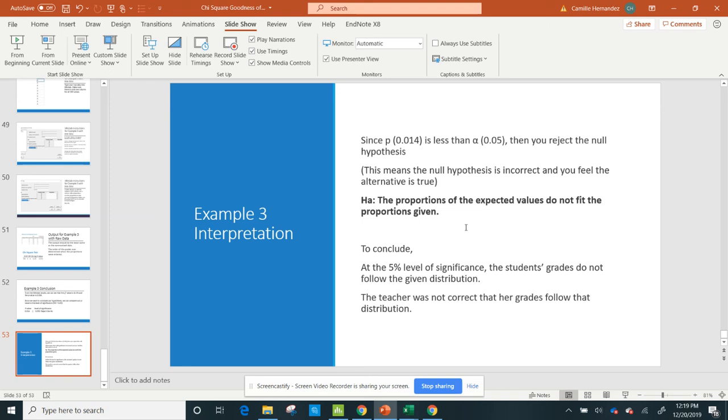But with this test, you cannot say which were the differences. You can speculate, but there's other tests that we run that we're not covering in this class that could show you, oh, here's the differences. So what can I conclude? At the 5% level of significance, the student's grades don't follow the given distribution. The teacher wasn't correct that her grades follow that distribution. So I've closed the loop. I've answered my questions based on the data. And again, you saw the data as summarized or as raw.